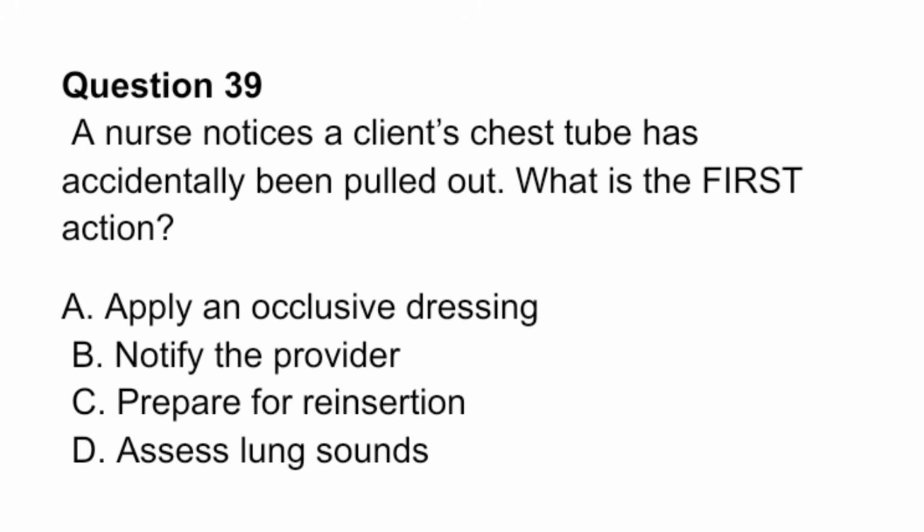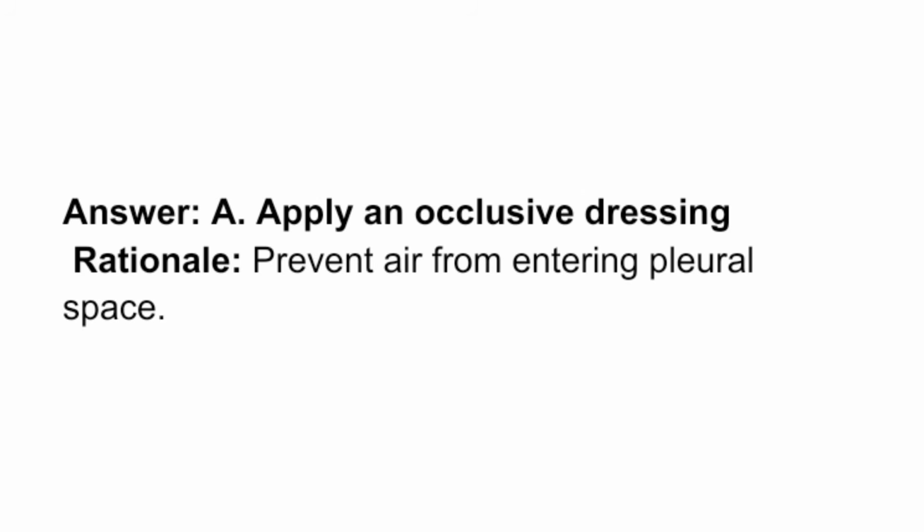Question 39. A nurse notices a client's chest tube has accidentally been pulled out. What is the first action? A. Apply an occlusive dressing. B. Notify the provider. C. Prepare for reinsertion. D. Assess lung sounds. Answer: A. Apply an occlusive dressing. Rationale: prevent air from entering pleural space.